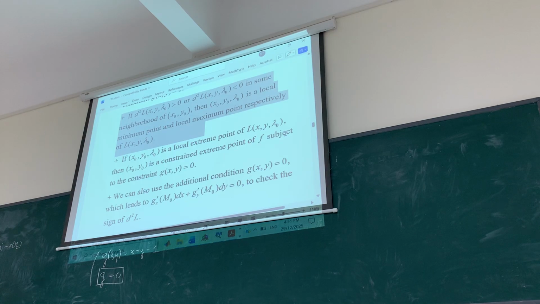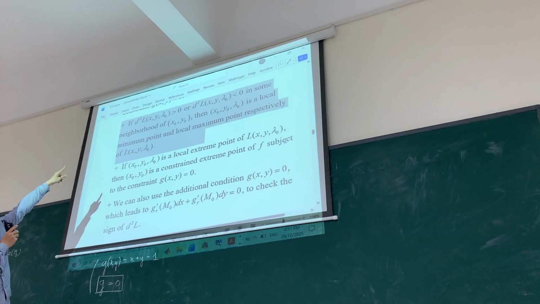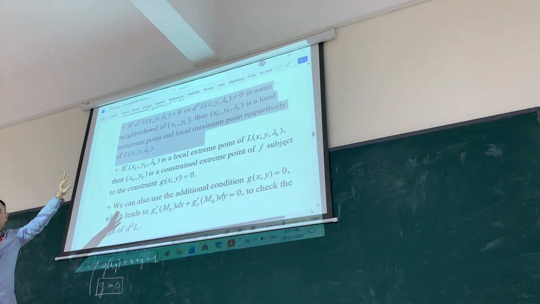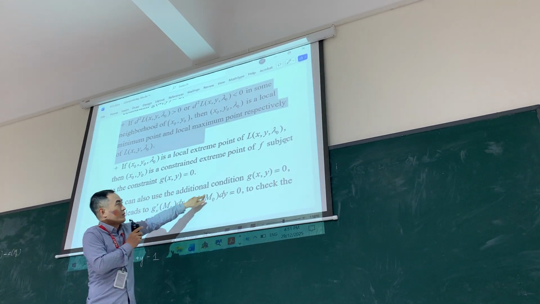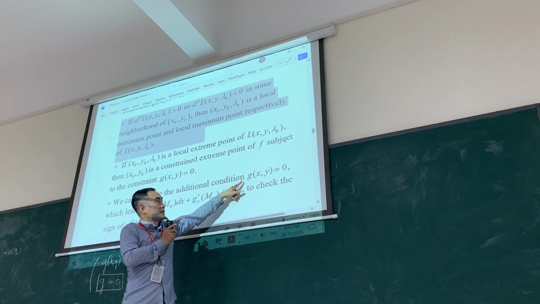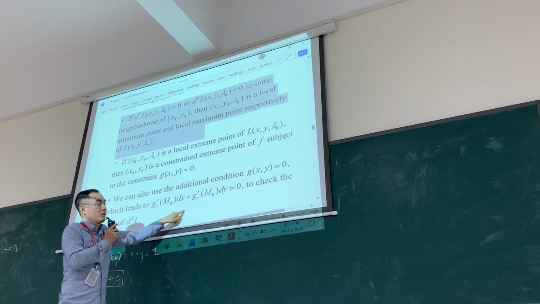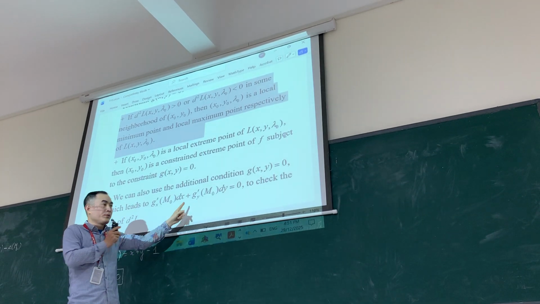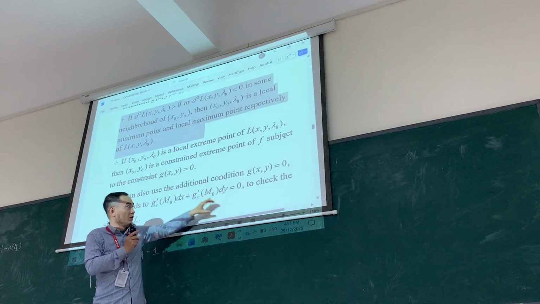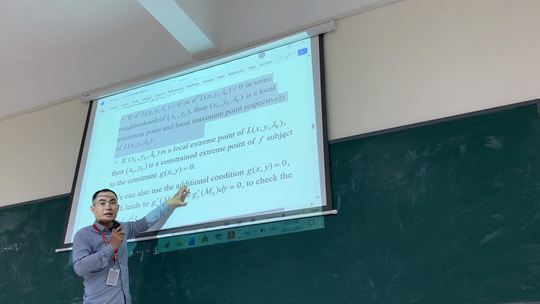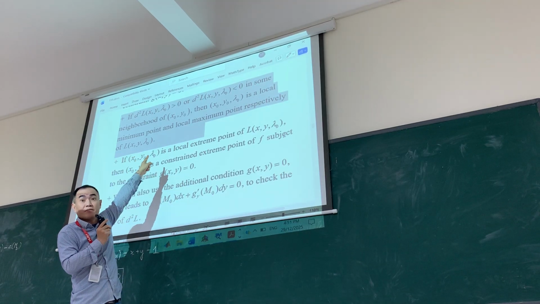Okay, sometimes checking whether the condition d square L is positive or negative is not easy. Maybe we can use the additional condition z equals 0. From the equation we can imply the relationship between dx and dy. We use this condition. Maybe you can check that this condition is satisfied.